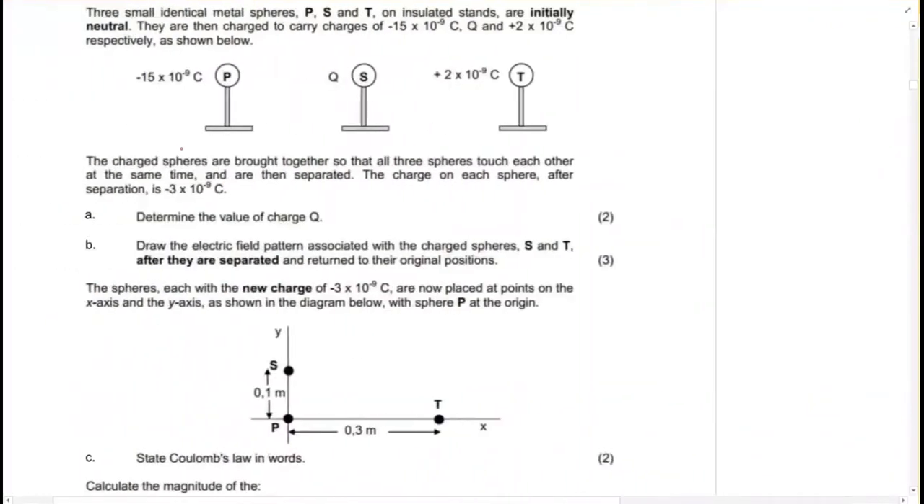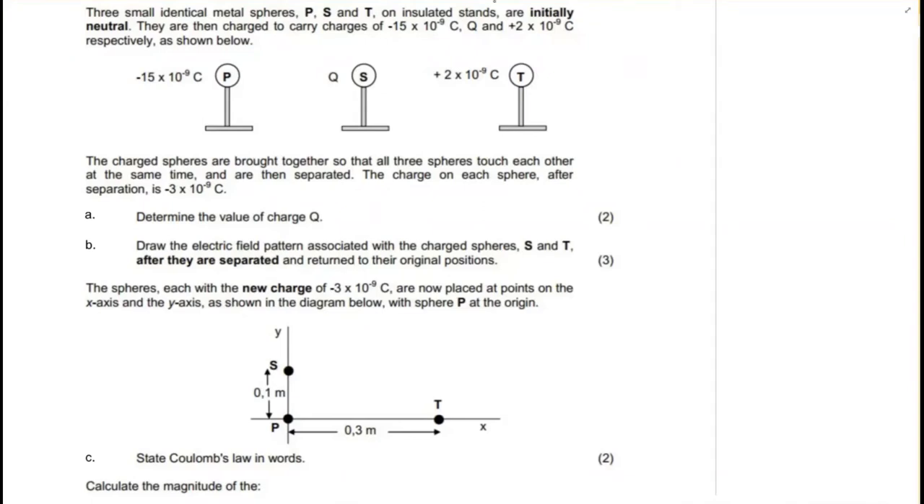Okay. They are then charged to carry charges of -15 times 10 to the minus 9 coulombs. That would be a nanocoulomb. Q, and 2 times 10 to the minus 9 coulombs, respectively, as shown below. So the charged spheres are brought together so that all 3 spheres touch each other, and then they are separated. The charge in each sphere after separation is -3 nanocoulombs. So the question is to determine the charge on Q.